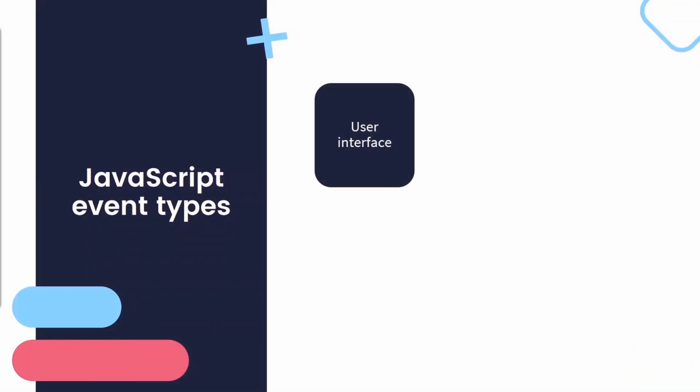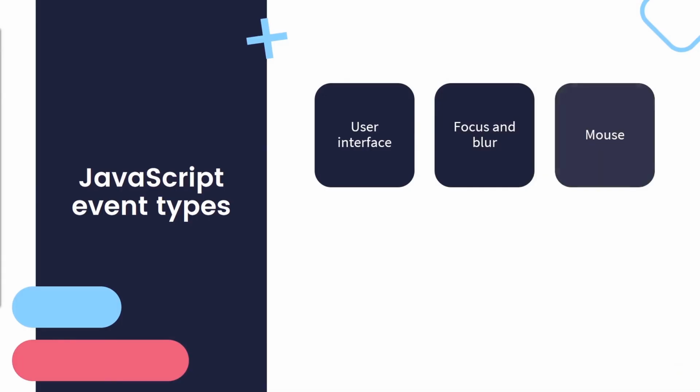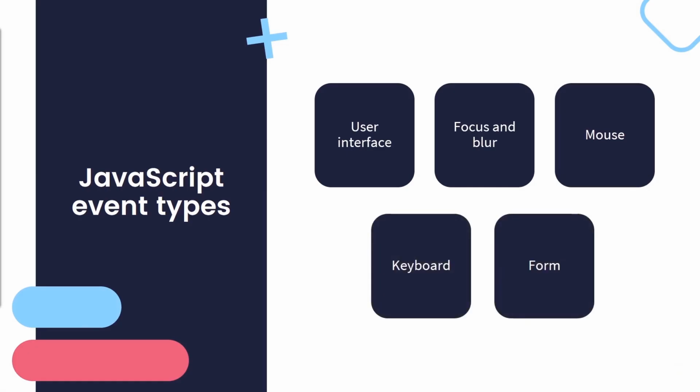First, we have the user interface type of events. We also have events that allow us to focus on whether some element is focused on or blurred out. We can use mouse clicks as events. We can even use keyboard buttons as events. And lastly, forms is just another example. Now, there are a ton out there, but for the sake of the practical over here, we are only going to be focusing on certain events.